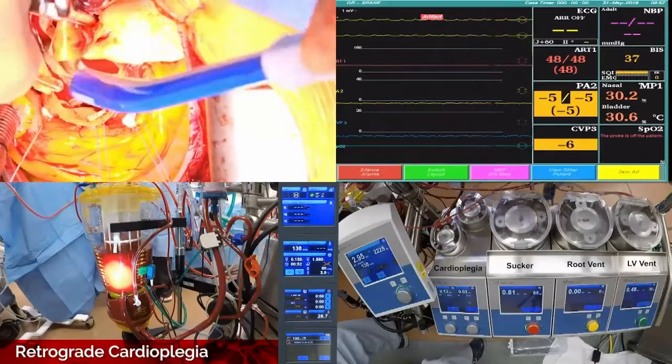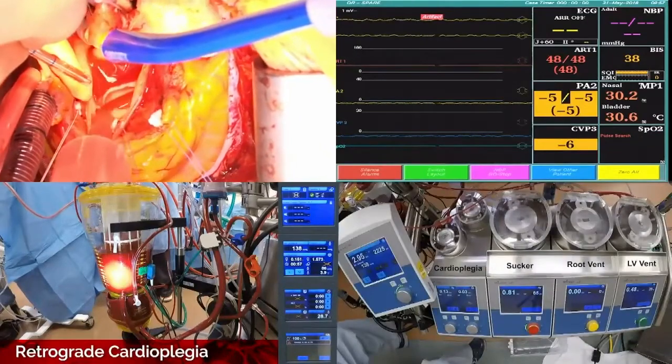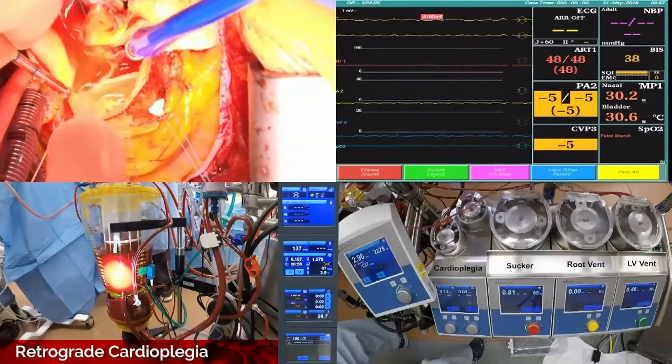There it is. Now you see it's darker. I'm washing a little bit there, diluting it, but he'll clear that out. So watch.